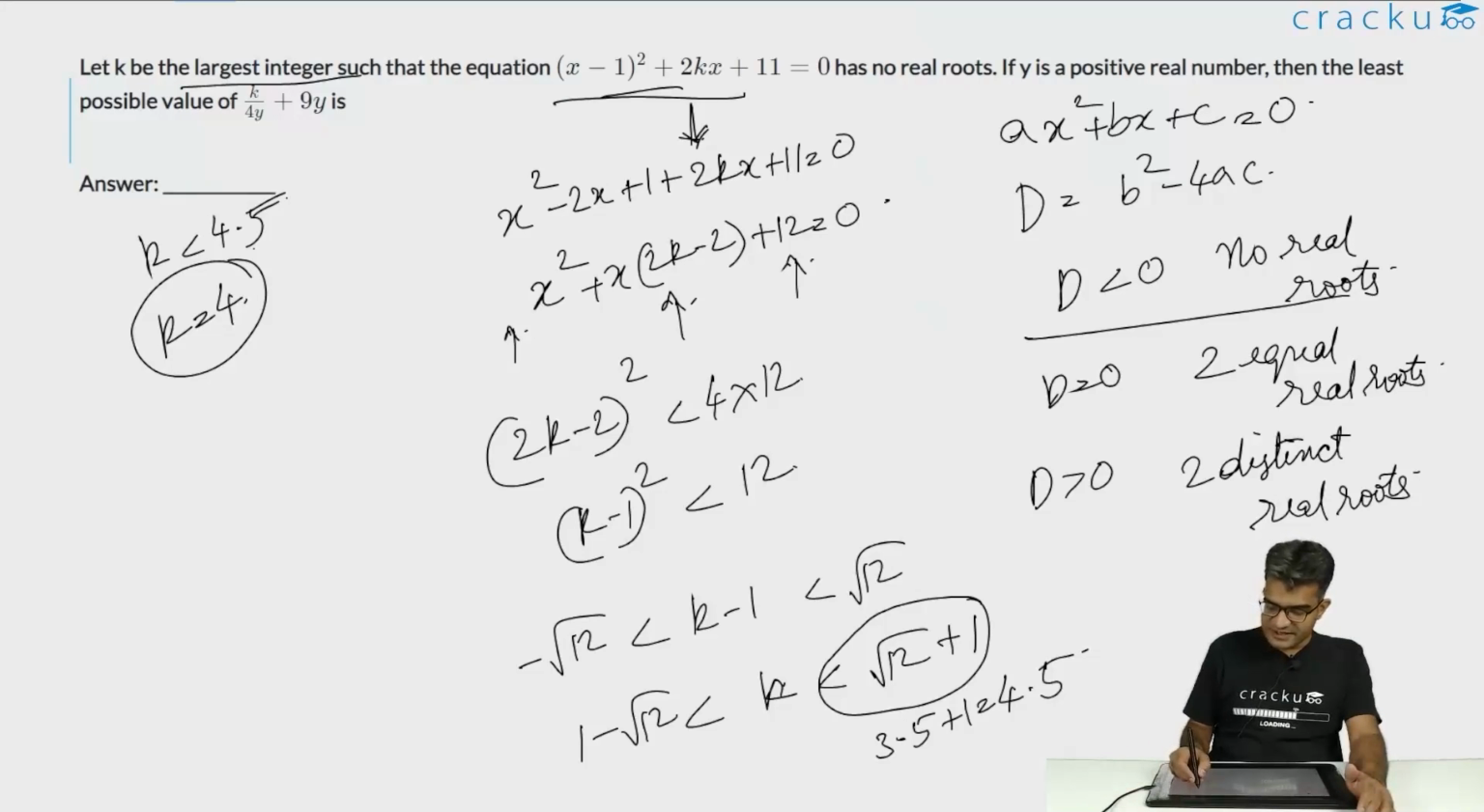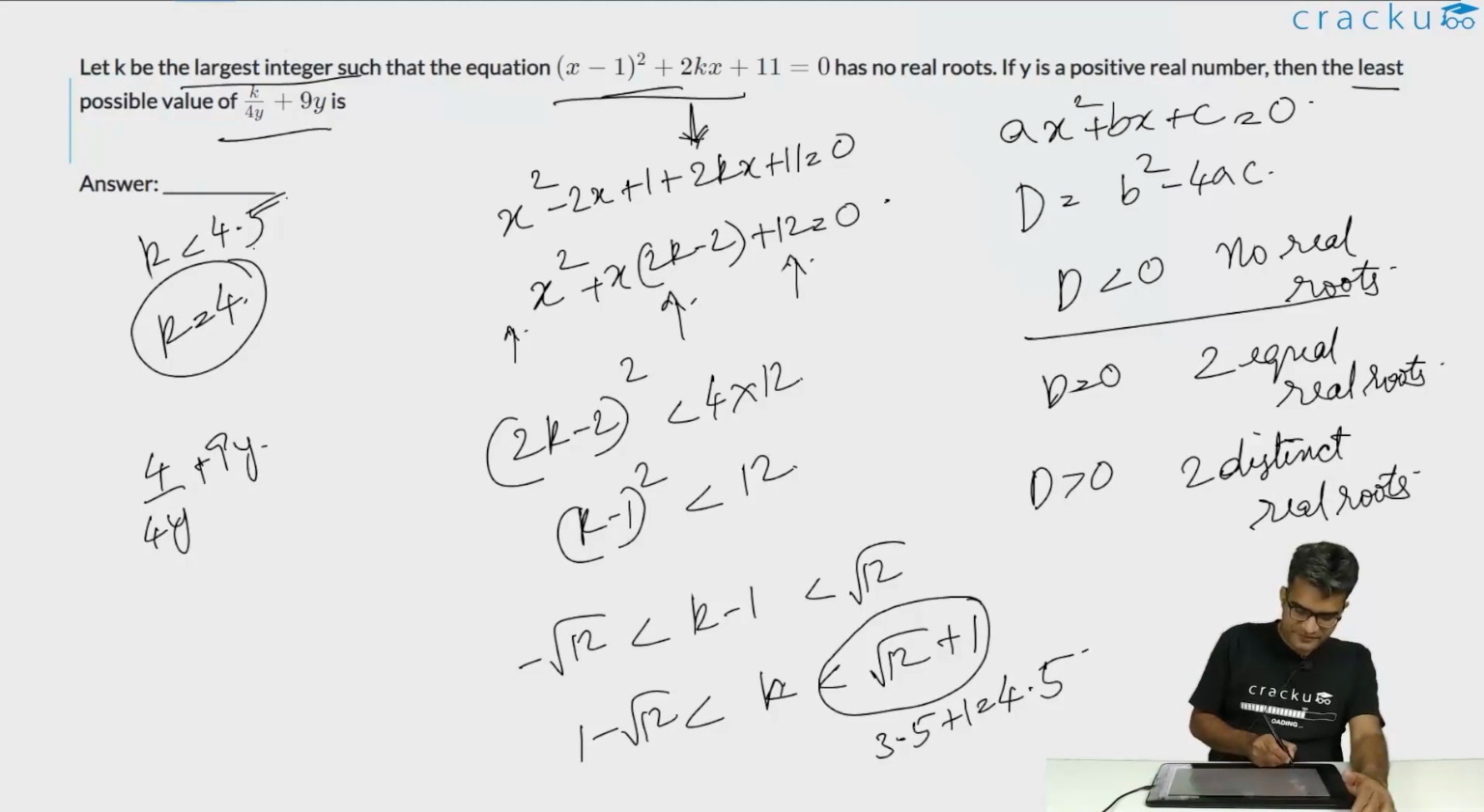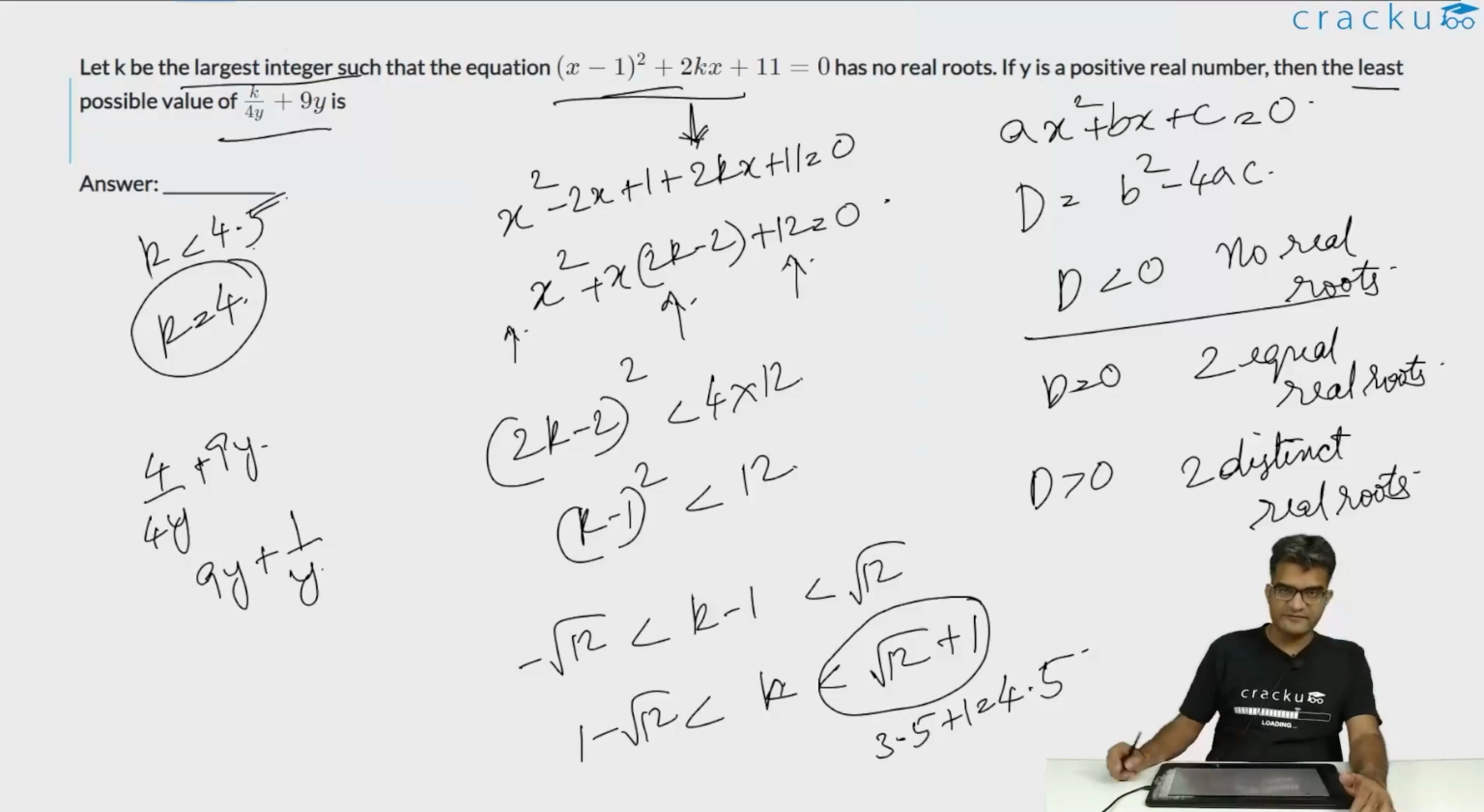We are required to calculate the least possible value of k by 4y plus 9y, which is equal to 4 divided by 4y plus 9y. Or we are required to calculate the least possible value of 9y plus 1 by y, where y is a positive real number. We will apply the arithmetic mean is greater than or equal to geometric mean.